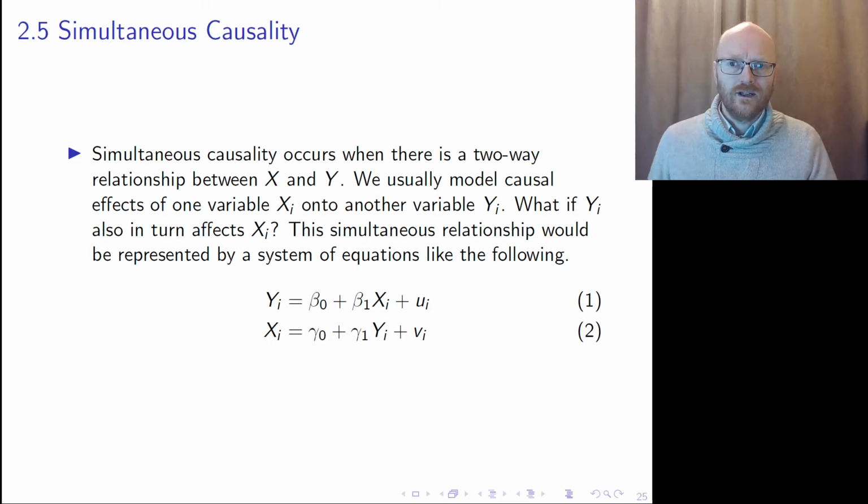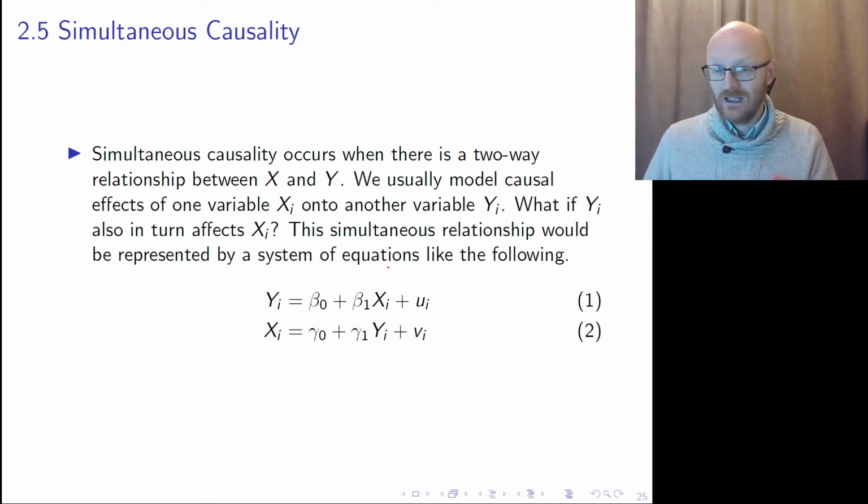What if there is a two-way relationship between x and y? So a change in x is associated with a change in y, and a change in y is associated with a change in x. What do we do? Then we have a simultaneous causality. Okay, so for example, we might have the system of equations.